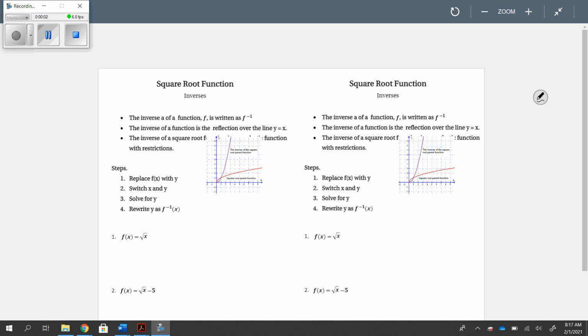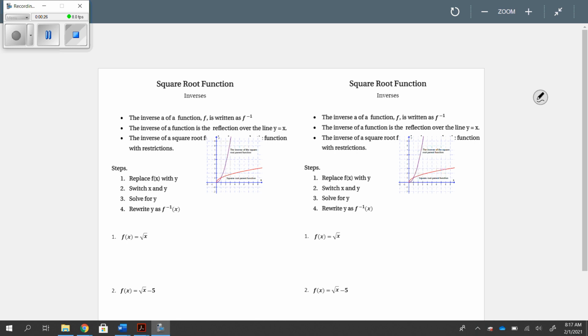All right, today we are doing square root inverses, square root function inverses. We have done inverses before. It's the same steps, okay? It says the inverse of a function f is written as f minus 1. We know that. The inverse of a function is the reflection over the line y equals x. And then it says the inverse of a square root function is a quadratic function with restrictions.